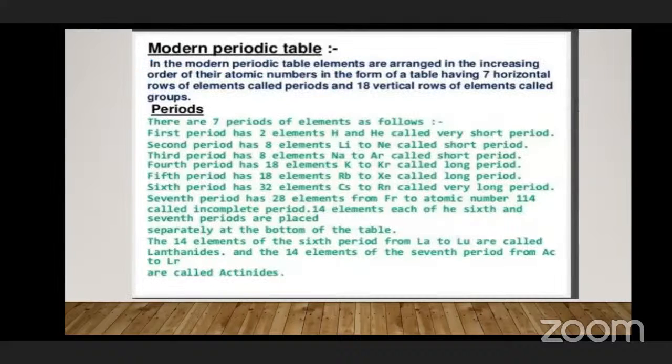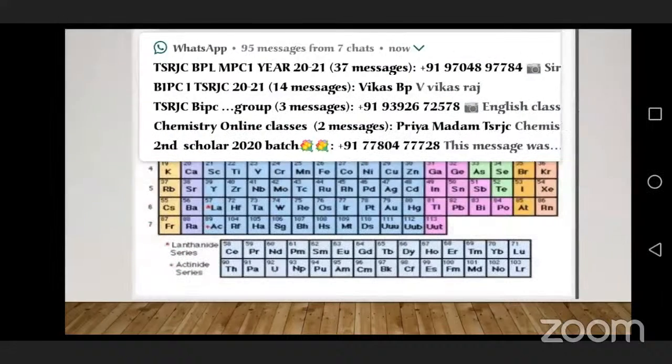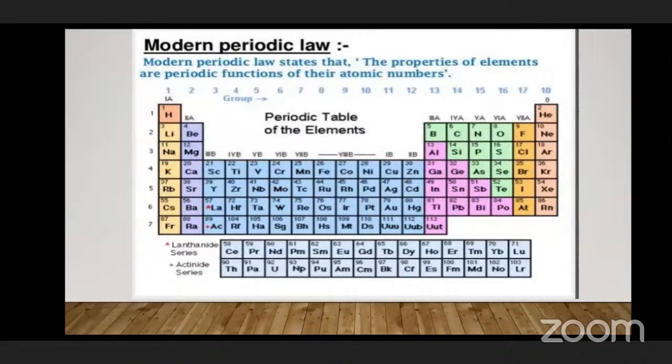Similarly, the fifth period has 18 elements from rubidium to xenon. The sixth period has 32 elements, cesium to radon. The atomic number of cesium is 55 and radon's atomic number is 86. Once you count cesium to radon, students, we would get the same number as in the fifth and fourth periods, 18 elements only. But how are we getting 32 elements?